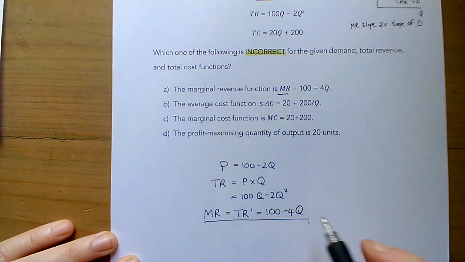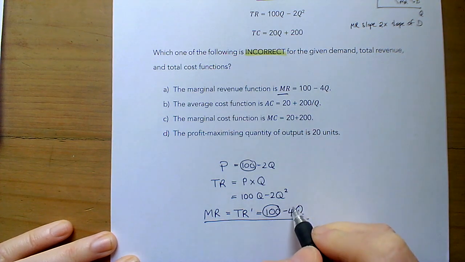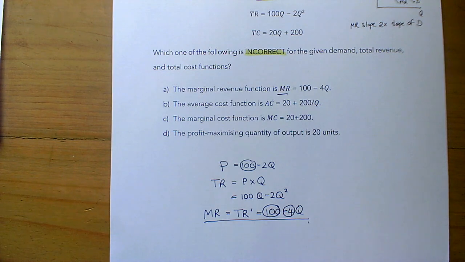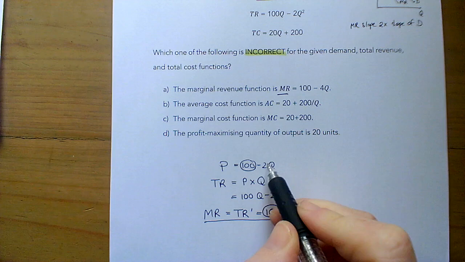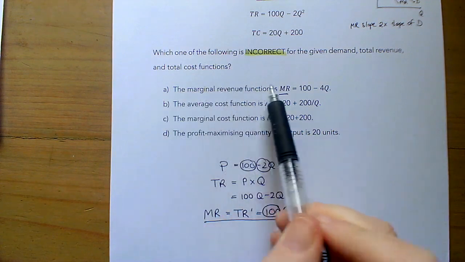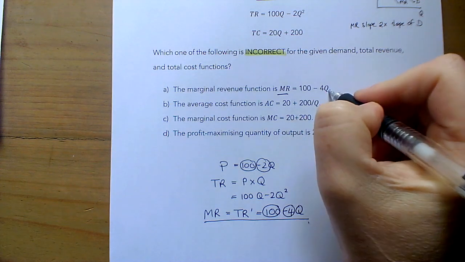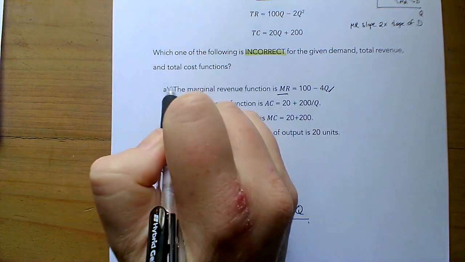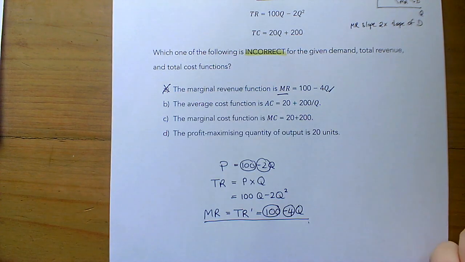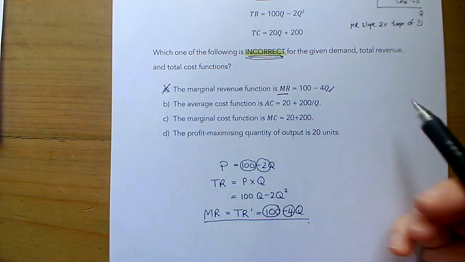And here I can confirm that the intercept is the same as the intercept of my demand curve, and the slope of my marginal revenue is 2 times as large as the slope of my demand curve. So looking at A, it says MR equals 100 minus 4Q. That is correct, which makes it incorrect for this question because we're looking for an incorrect answer.